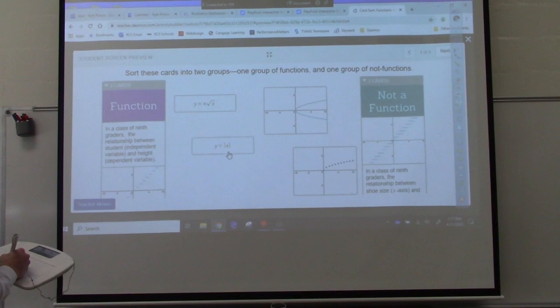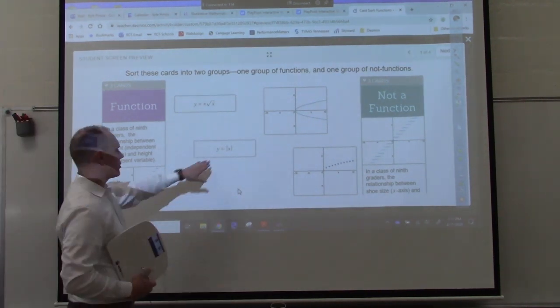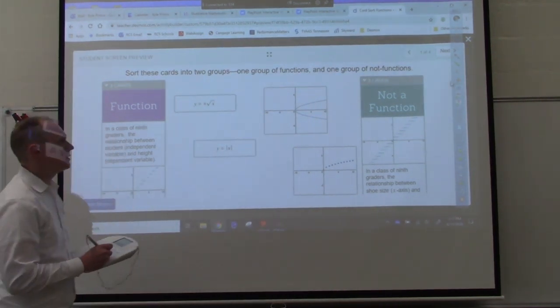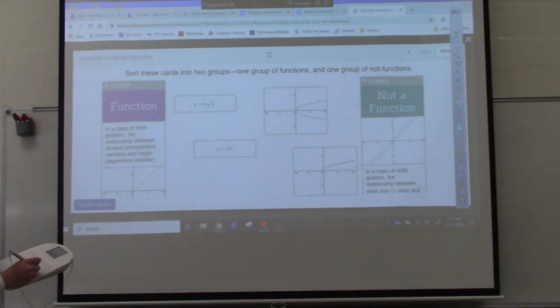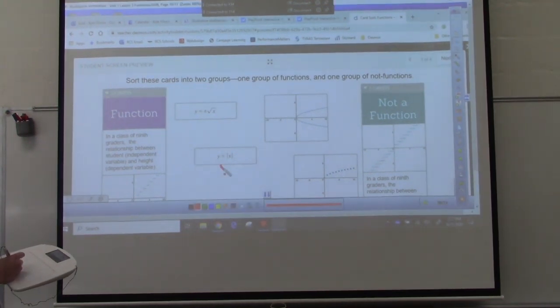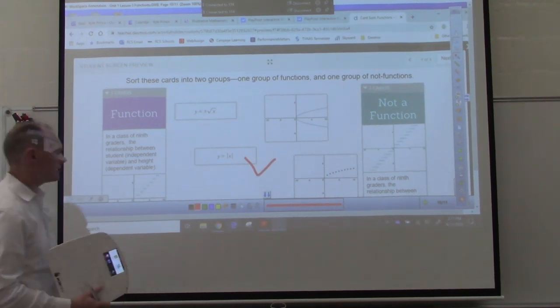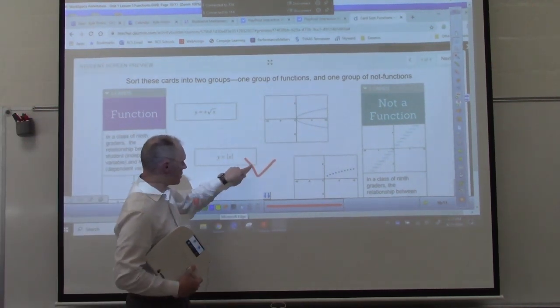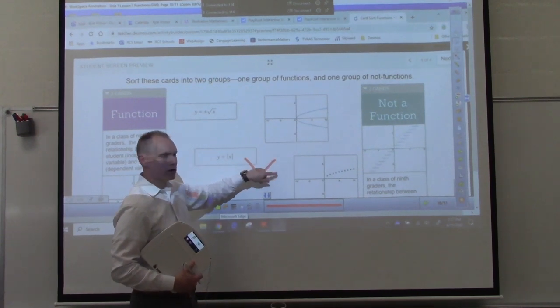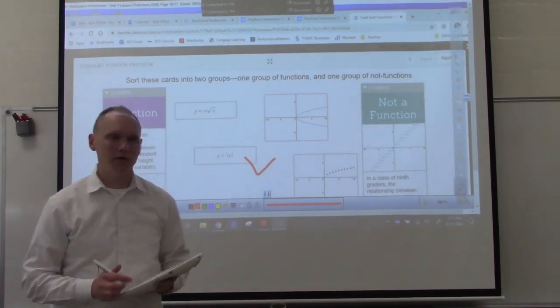All right, let's move on. y equals absolute value of x. You probably remember that graph from last session. The graph looks like a V. Let's do a rough sketch here real quick. A V, does every input have exactly one output? Yes. So therefore it's a function.